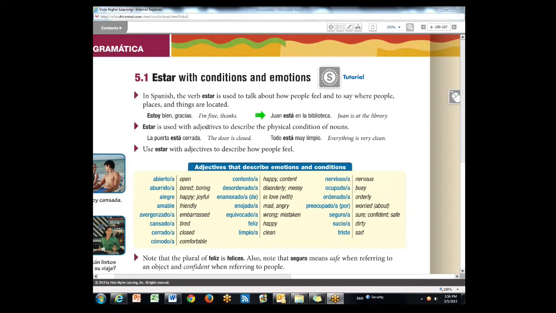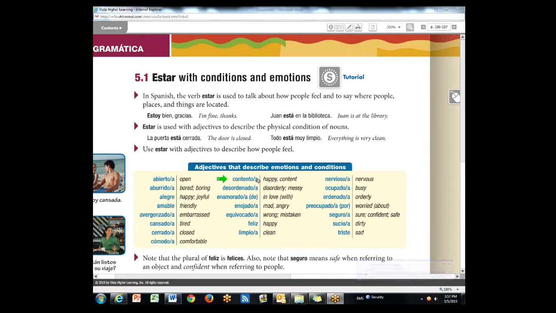Estar is used with adjectives to describe the physical condition of nouns. La puerta está cerrada. Todo está muy limpio. Use estar with adjectives to describe how people feel. So, in this section, you're going to be learning some vocabulary. So that is something you will have to take a look at.